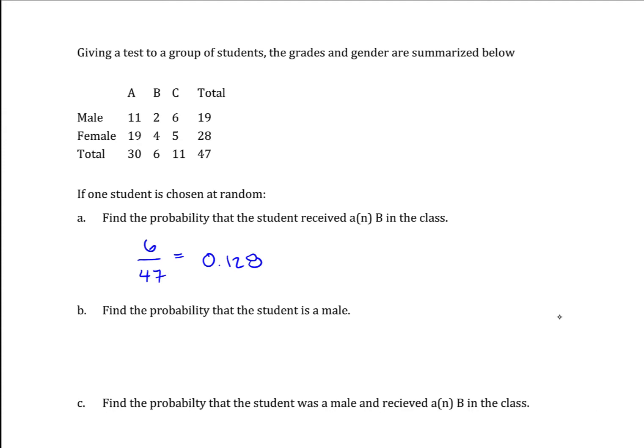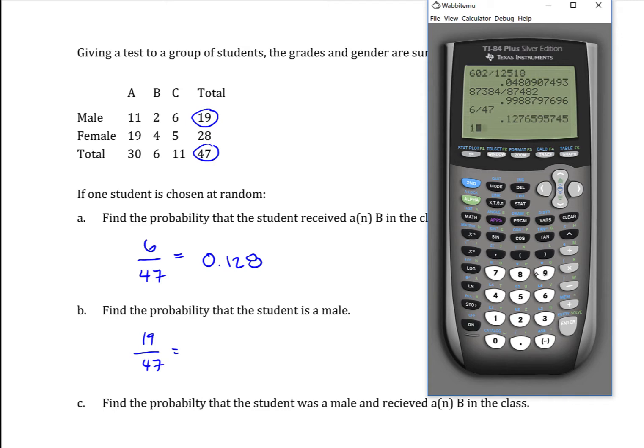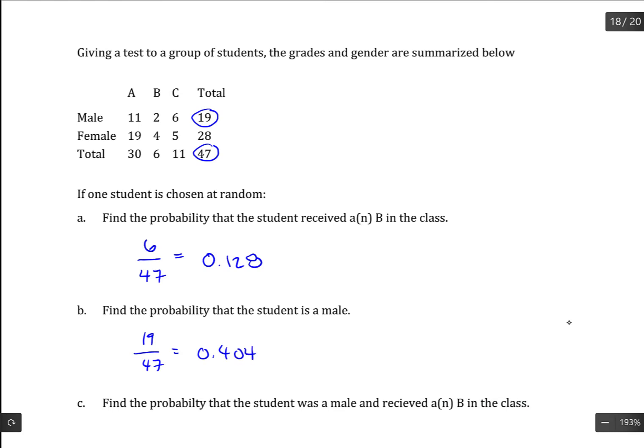Find the probability that a student is a male. So there's 19 students that are male out of 47 students total. So 19 divided by 47, that is 0.404.